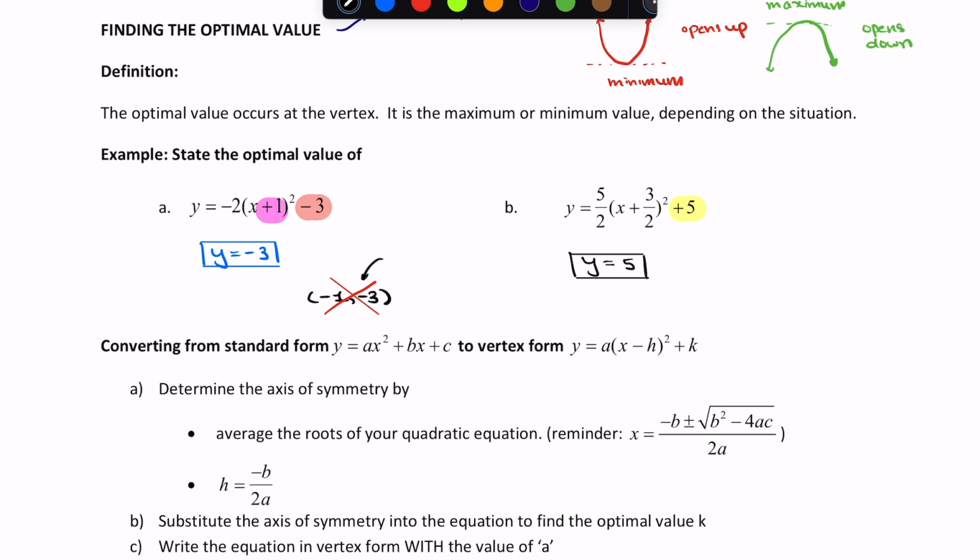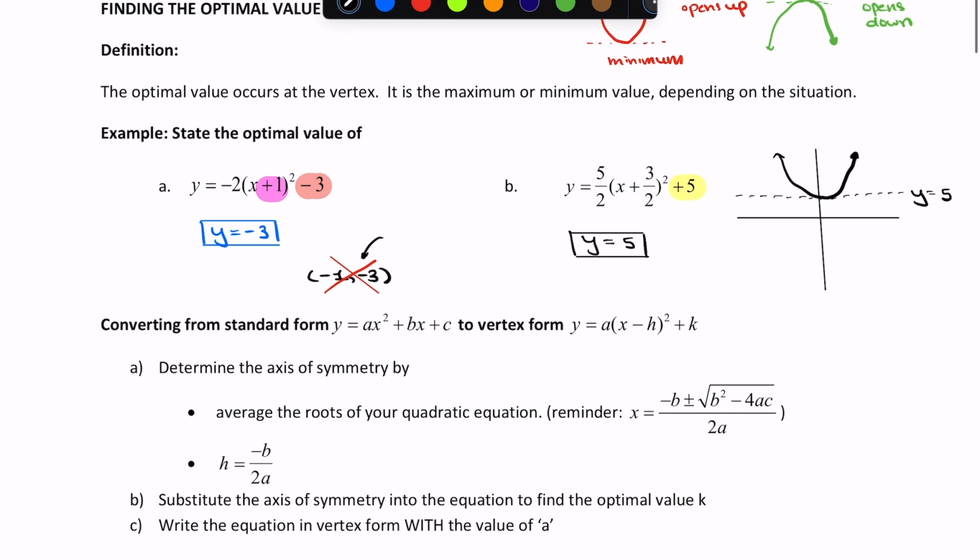The reason is if you look at the graph, if we graph this, it opens up at a value of 5. Even if we open it up like this, we're looking at this line of the minimum. We see that that value would be, for example, y is equal to 5. That's why we don't indicate it as a coordinate, we indicate it as a line.